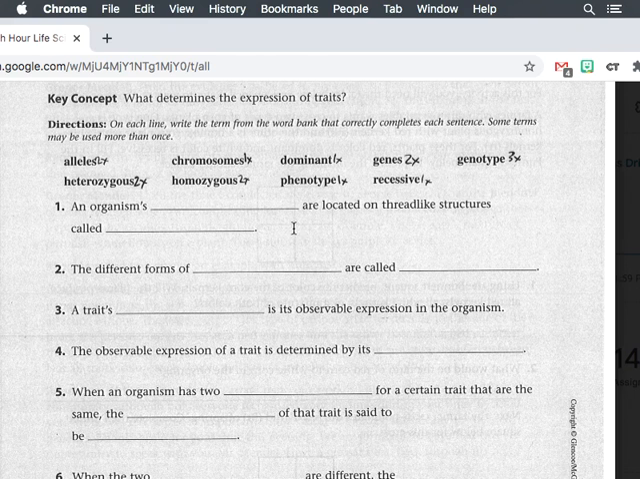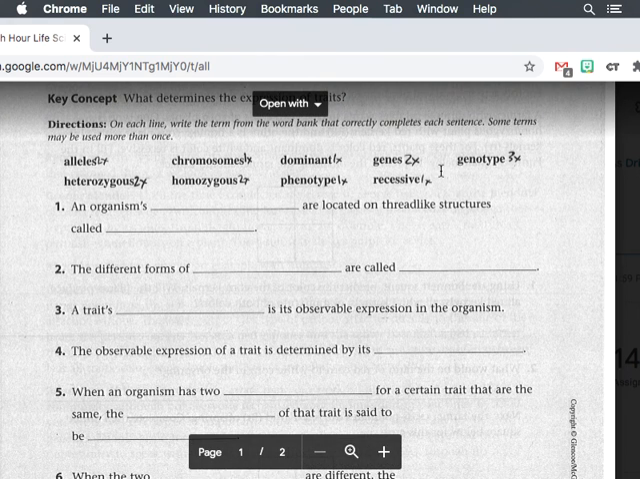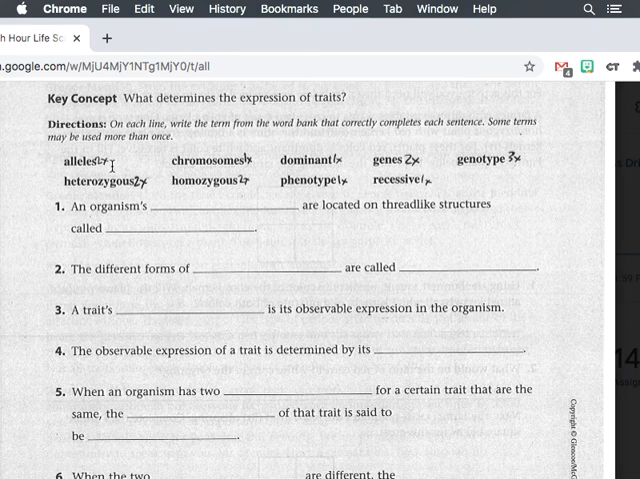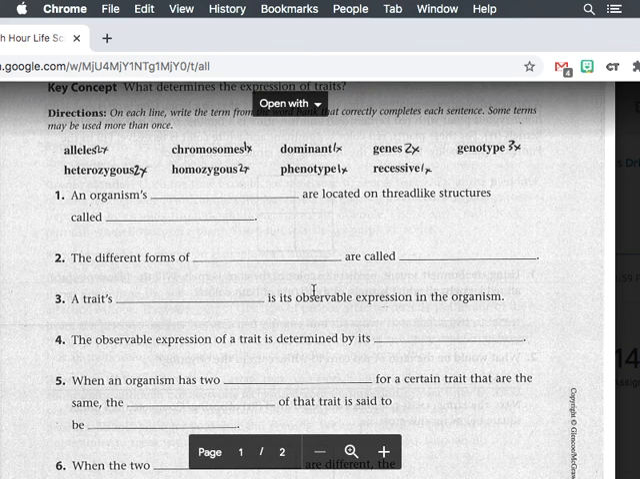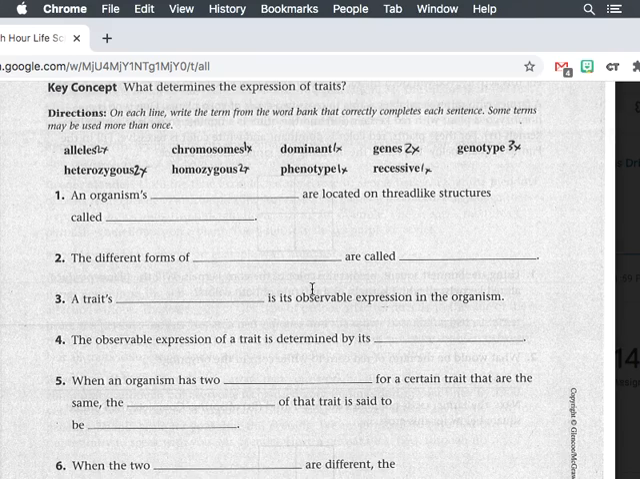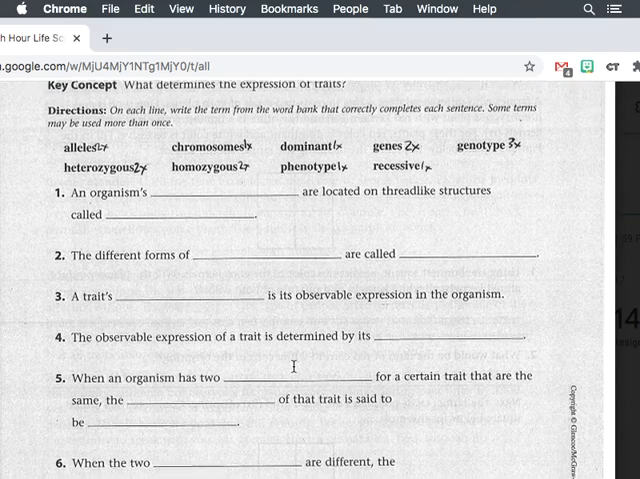So, here's the word bank. I tell you how many times you have to use each word. This is where I messed up. For alleles, you will actually use the word alleles 3 times. This is the tough page right here. There are some that are easy, but there's some tough ones in here.